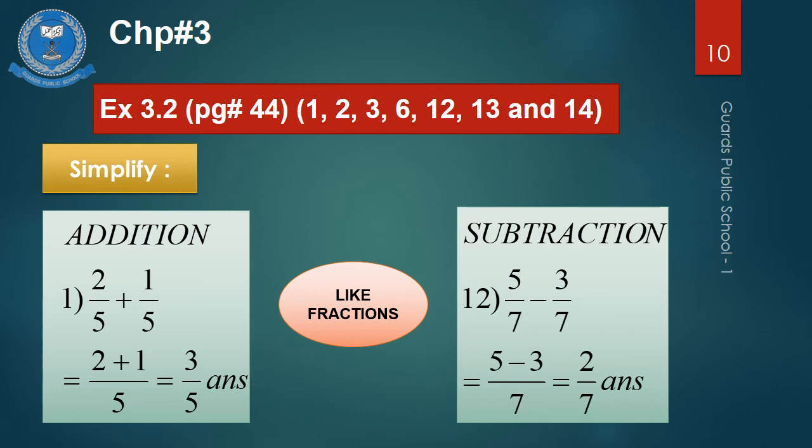Here, we also simply subtract the numerators, that are 5 and 7, 5 and 3, and write the common denominator as it is, which gives us the answer 2 upon 7.